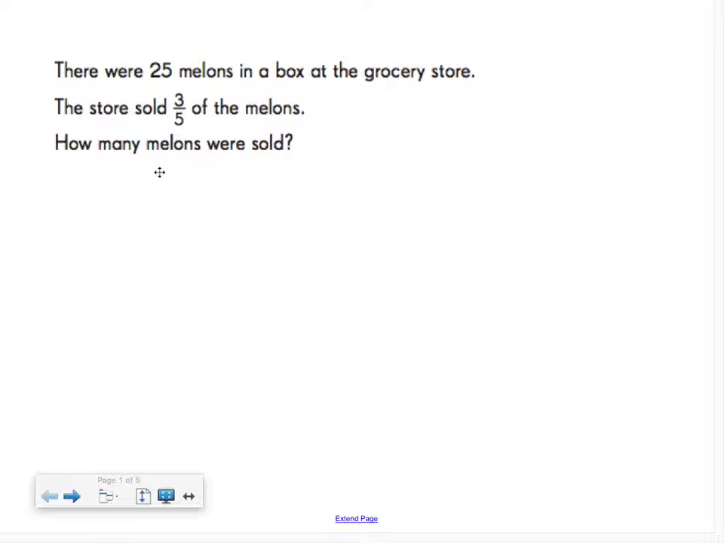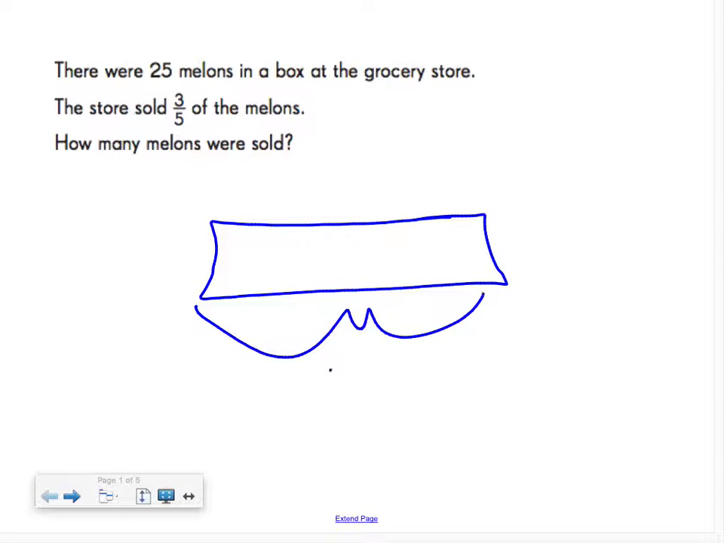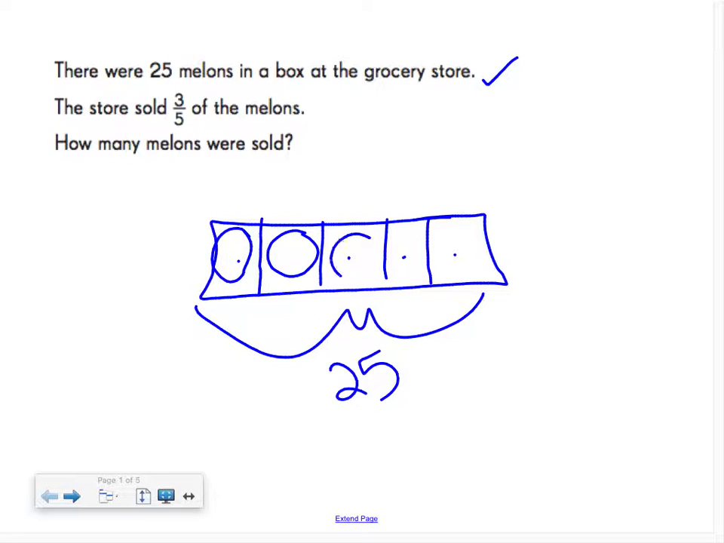So right now, I'm going to actually draw and visualize it. I'm going to draw a box because it says they're in a box, and there are 25 melons in it, okay? I've done the first line. It says the store sold 3/5 of the melons. So I need to cut this into fifths, 1, 2, 3, because that's the denominator. And I'm worrying about 3/5 of them, so I'm going to draw 3.